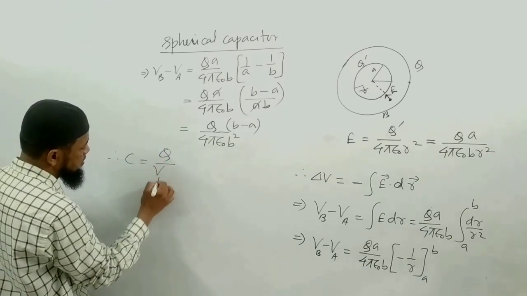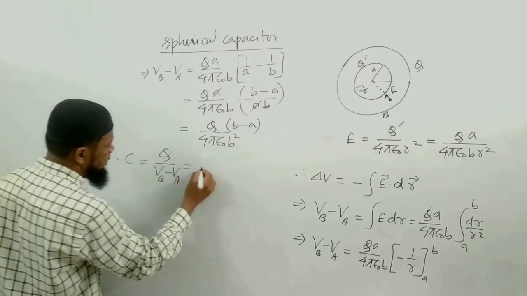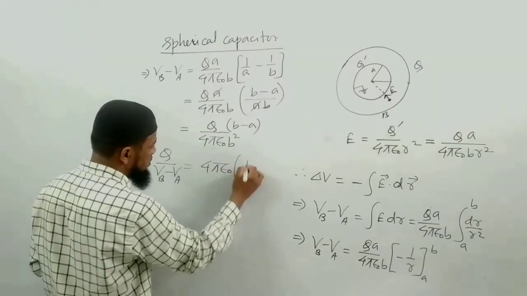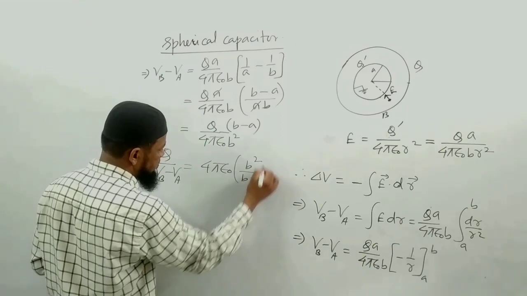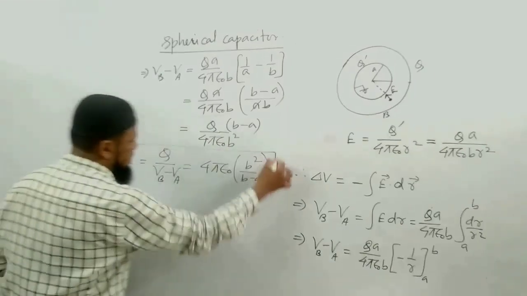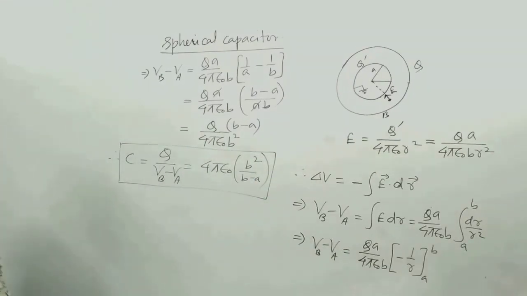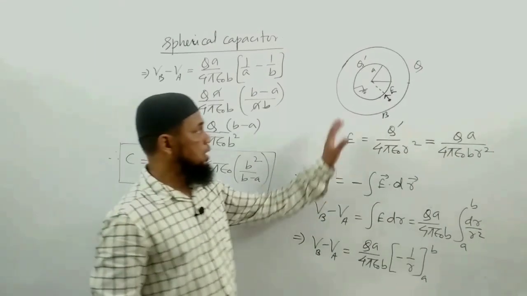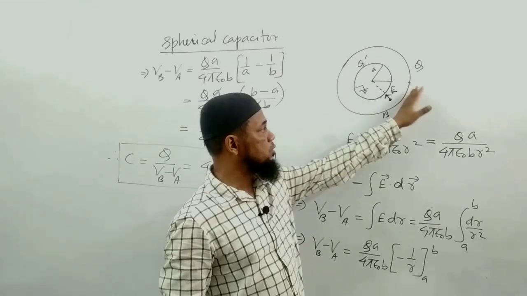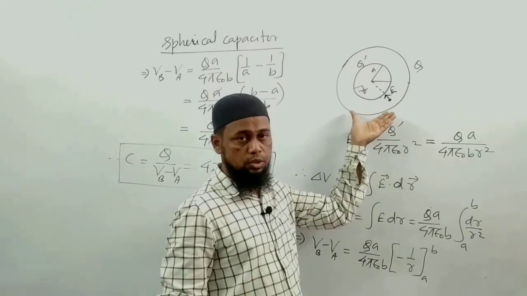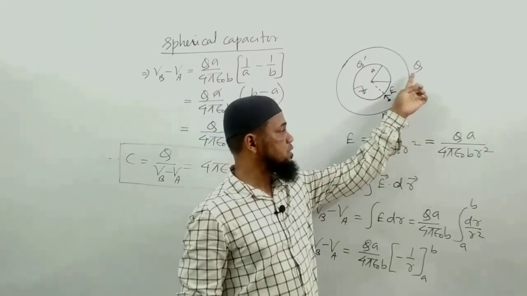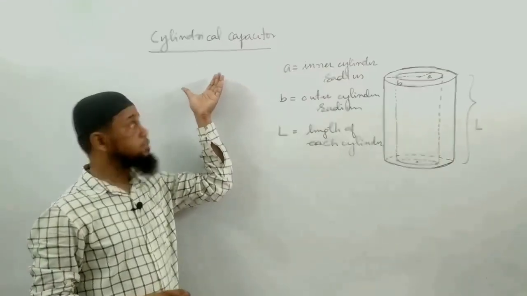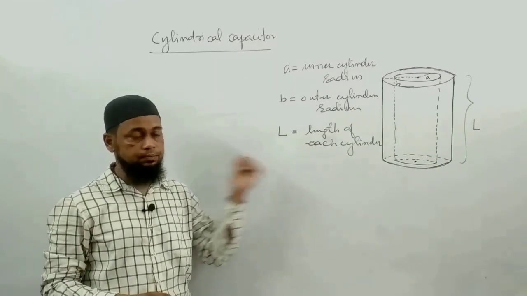Therefore, capacitance is Q divided by VB minus VA. What are you left with? 4 pi epsilon naught B square divided by B minus A. This is the capacitance. So these are the two situations we have seen in case of the spherical capacitor. Situation 1, a charge of Q is given to the inner sphere and the outer sphere is grounded. And situation 2, this is the one, a charge Q is given to the outer sphere and the inner sphere is grounded. Okay, so now it is the cylindrical capacitor.